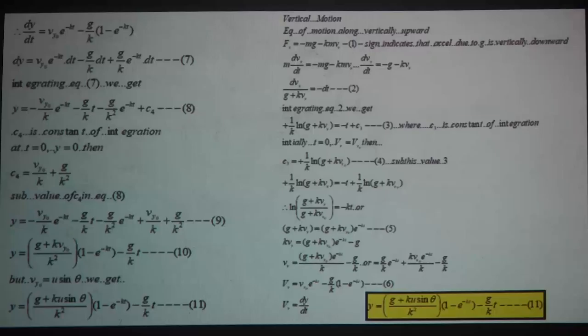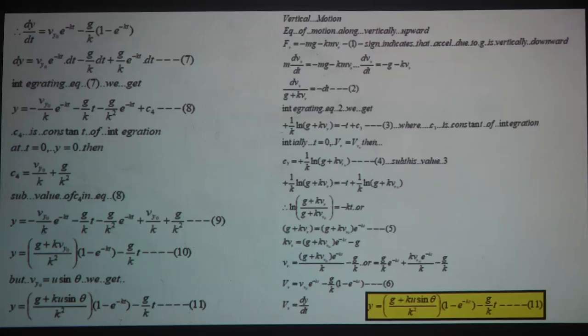I directly substitute the value of C3, that is 1 by k ln of (g plus kVy0), as it is minus t as it is. Therefore, rearranging the terms, ln of (g plus kVy) divided by (g plus kVy0) is equal to minus kt. Or I can write, removing the ln on the left hand side, raising e to the power of something, g plus kVy is equal to (g plus kVy0) e raised to minus kt.